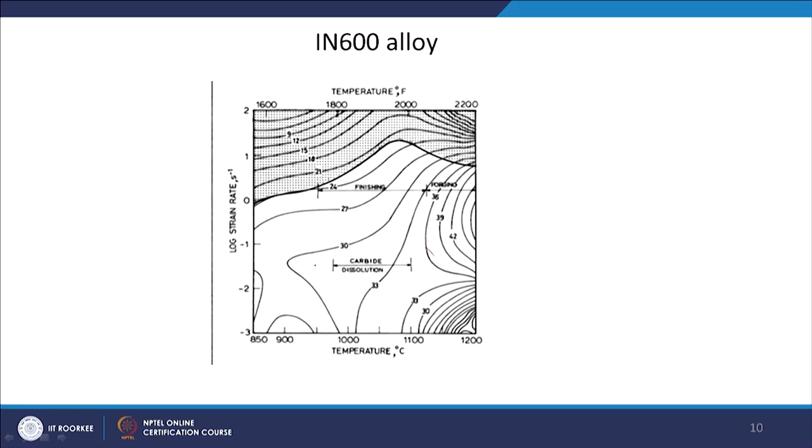The carbide dissolution is taking place somewhere here. So knowing all these microstructural changes, now you can design the process, what should be my forging or finishing operation, so that there should not be any microstructural change which I don't want, avoiding the unstable region and so on.